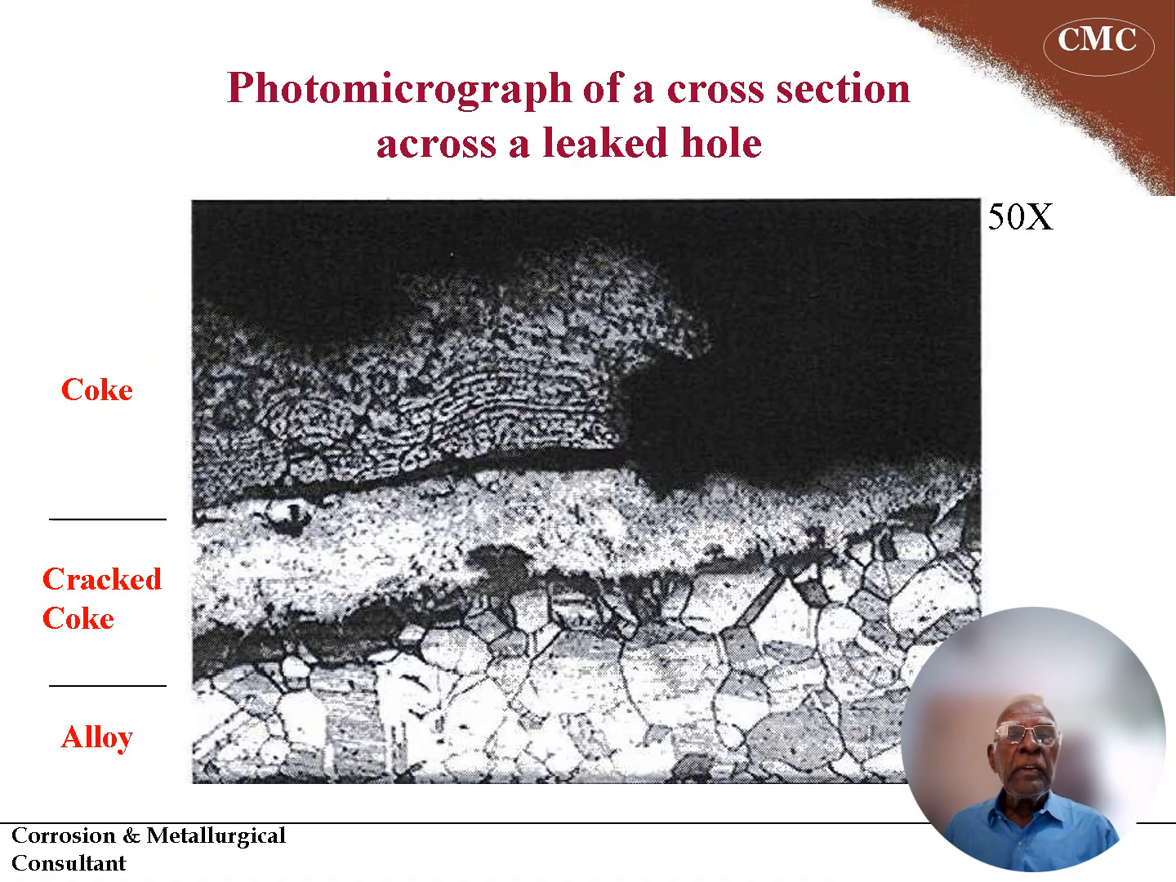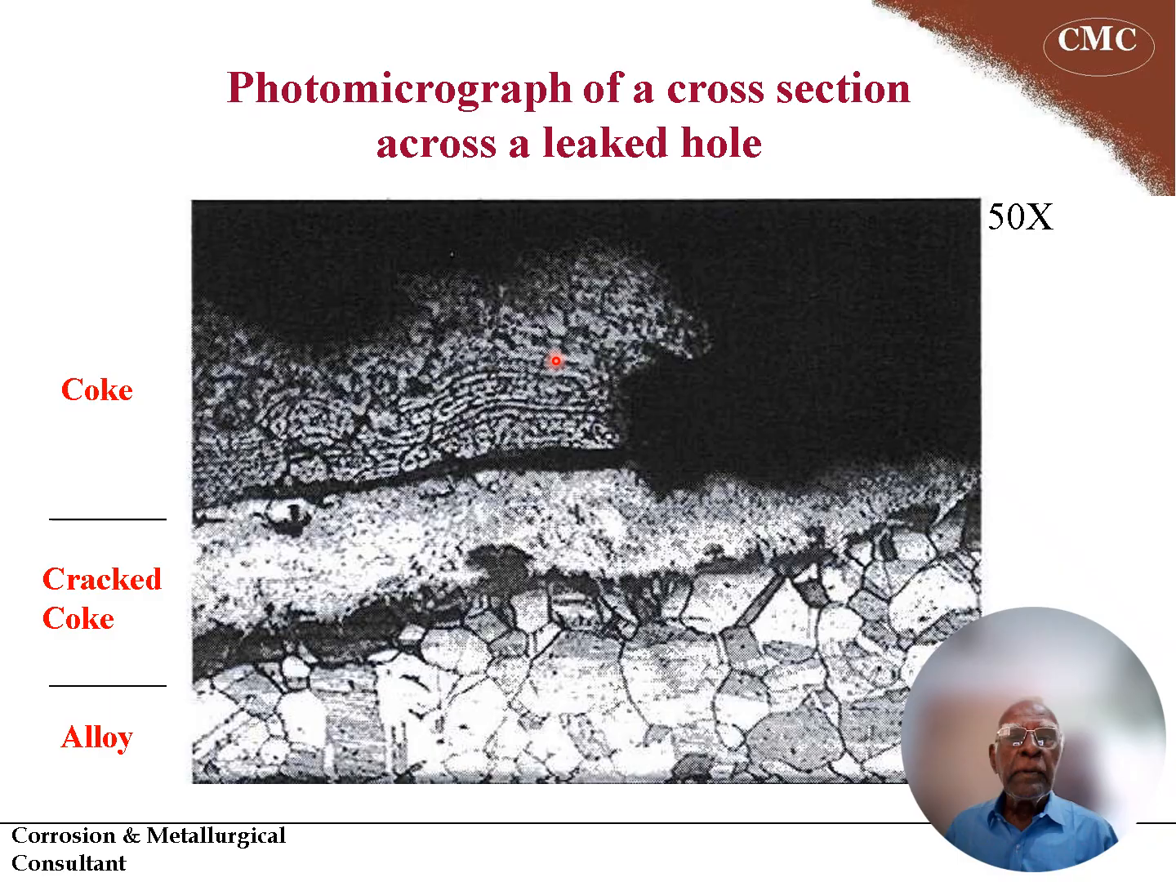What you see is a cross-sectional photomicrograph across the pitting hole. This is the central line of the pitting hole. This is the base metal, a typical nickel-based alloy austenitic structure, and this is a reaction product of carbon and the base metal at that high temperature. If there were no high temperature, such a reaction would not take place.